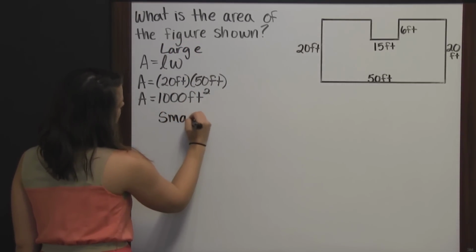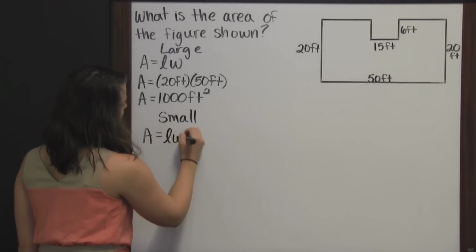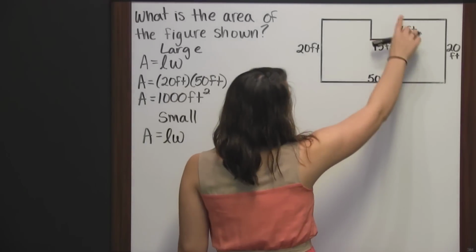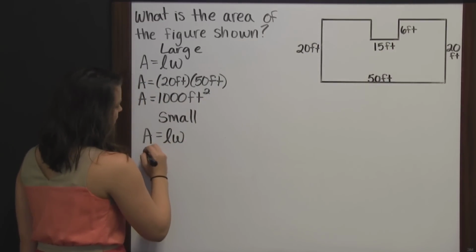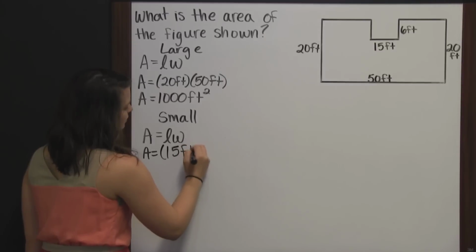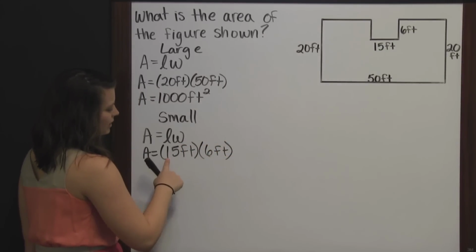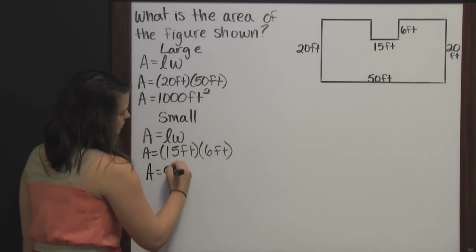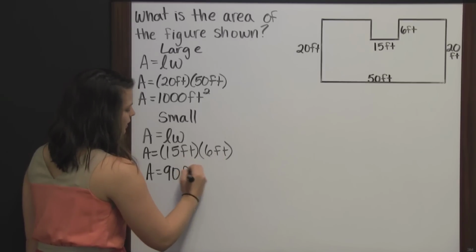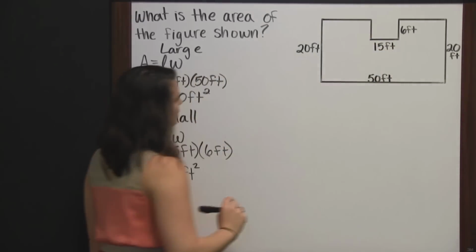Now we're going to find the area of the small rectangle. So again, area is the length times the width. And we have the length and the width for our small rectangle as well. 15 feet and 6 feet. So the area is 15 feet times 6 feet. 6 times 10 is 60. 6 times 5 is 30. So 30 plus 60 is 90. Feet times feet is feet squared. So the area of this little rectangle is 90 feet squared.